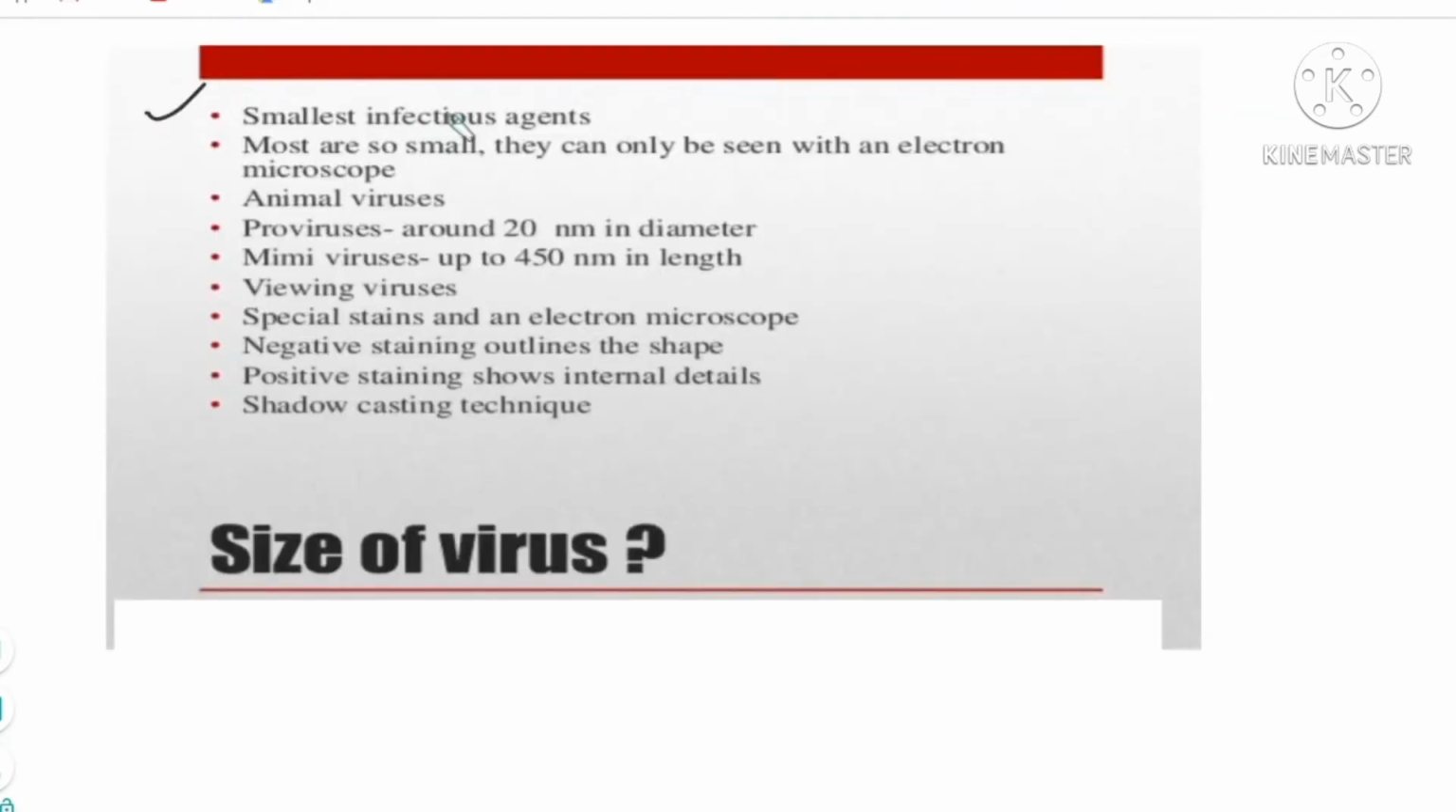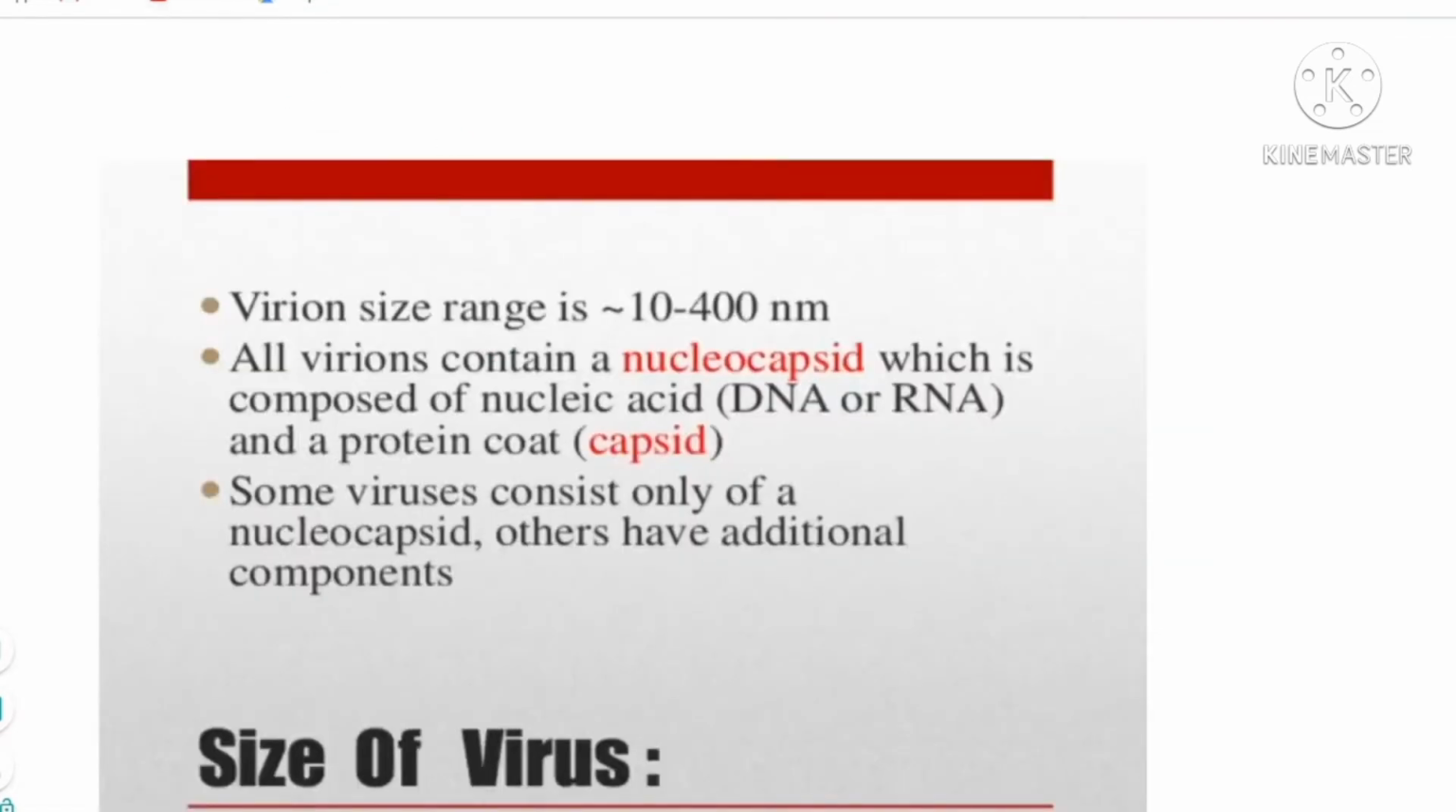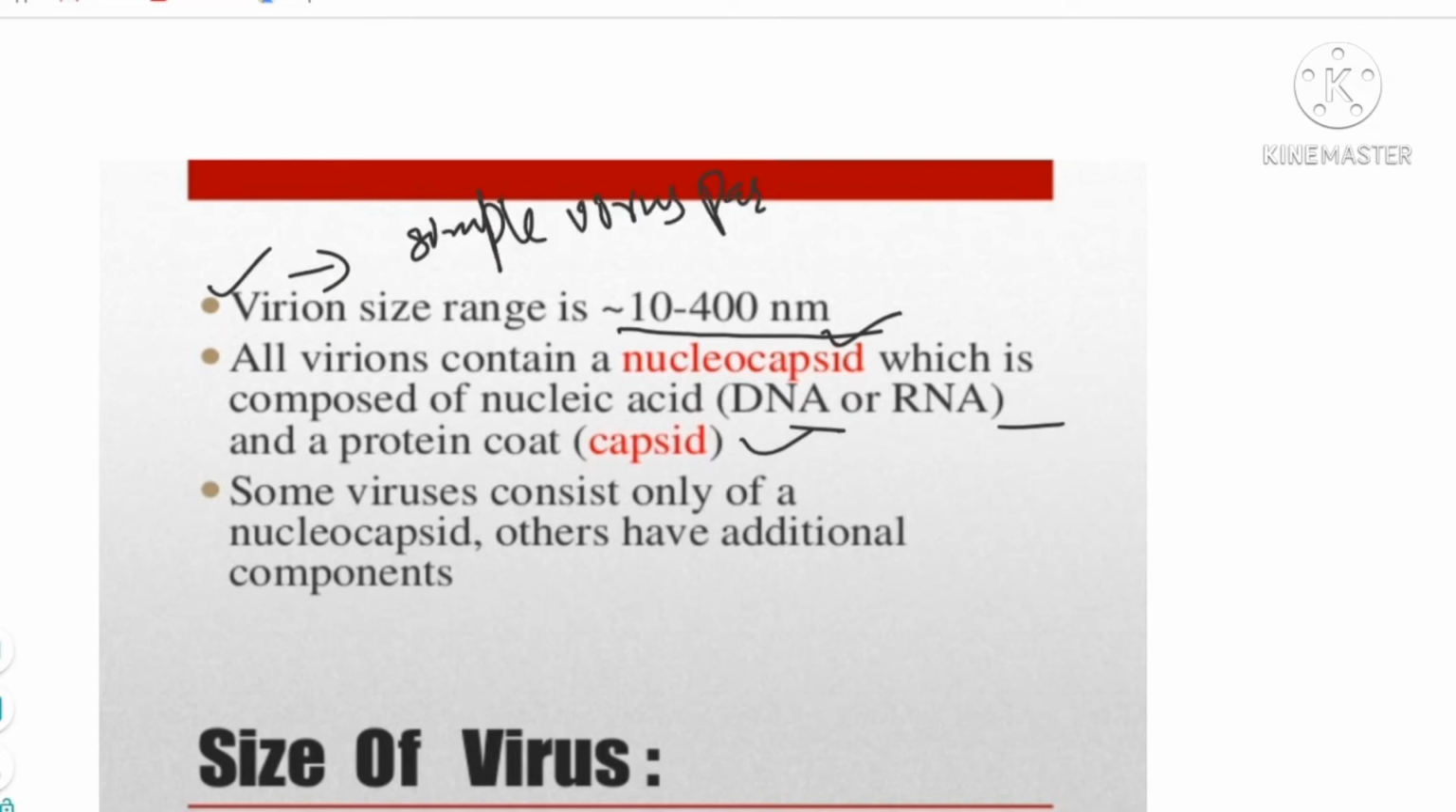Now let's talk about the virus size. So in size, we first see that virion size ranges from 10 to 400 nm, as I already told you. All the virions contain a nucleocapsid, which is composed of nucleic acid, DNA भी हो सकता है, RNA भी, and a protein coat, that's the capsid. First मैं आपको बताऊं, पहले virion क्या होता है. It's a simple virus particle. ठीक है ना. Simple virus particle, often designed virus. Sorry, virion.